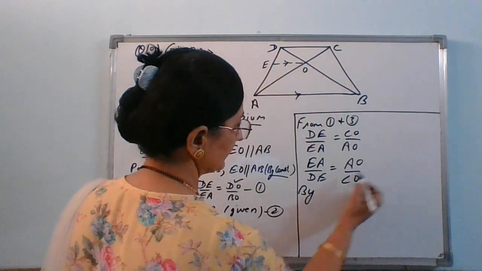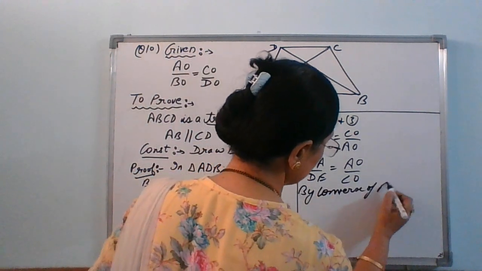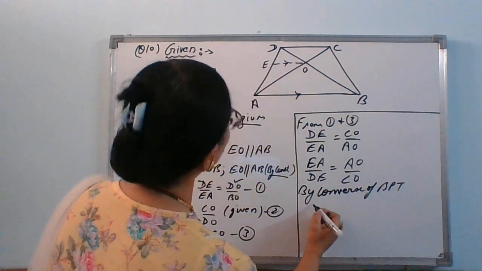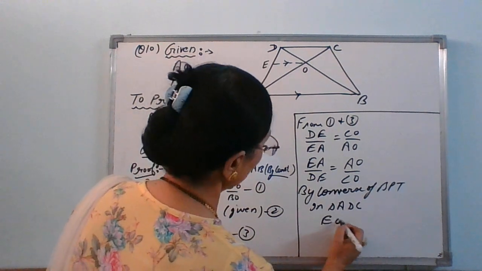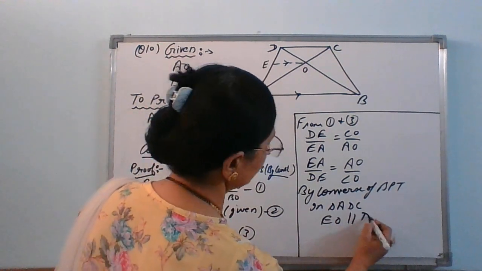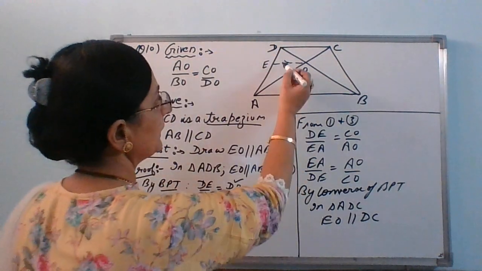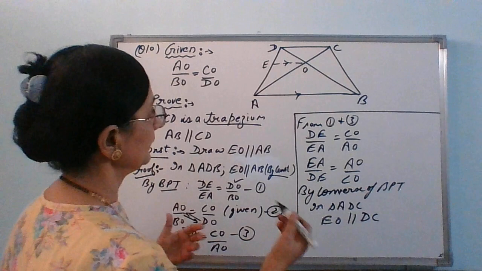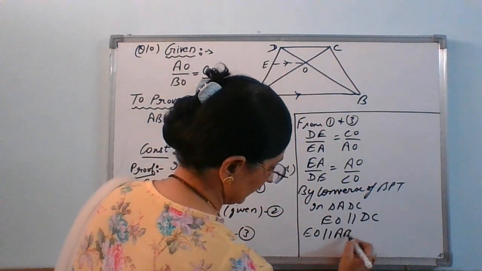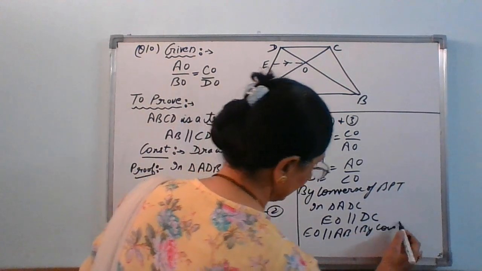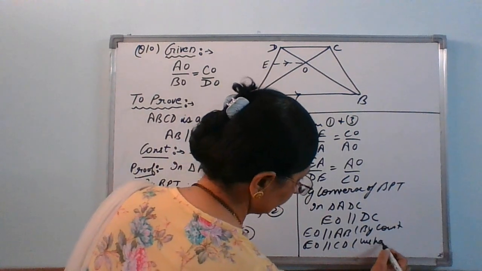So by converse of BPT, right? Here in triangle ADC, EO will be parallel to DC also, right? अगर ये साइड रेशियो में है तो ये इसके पैरेलल हो जाएगा. ये प्रूव कर दिया हमने बाय कन्वर्स ऑफ बीपीटी. नाउ EO जो है that was parallel to AB by construction, right? EO is parallel to CD. We have proved.